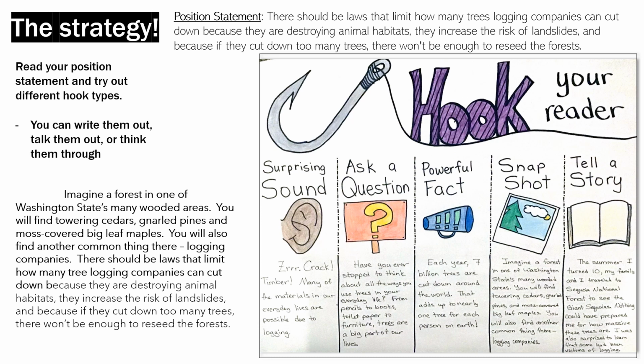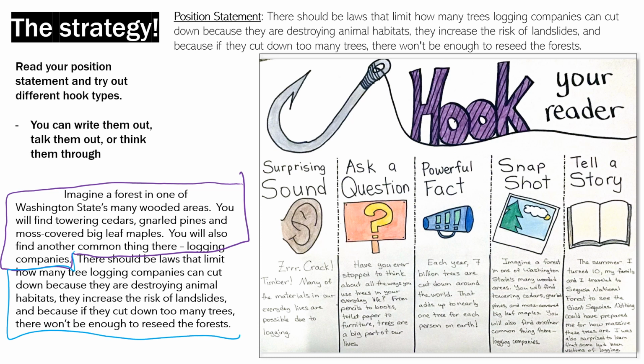There should be laws that limit how many trees logging companies can cut down because they are destroying animal habitats, they increase the risk of landslides, and because if they cut down too many trees, there won't be enough to reseed the forests. So all I did was first I wrote down the hook, and then I wrote the position statement. It's as simple as that.